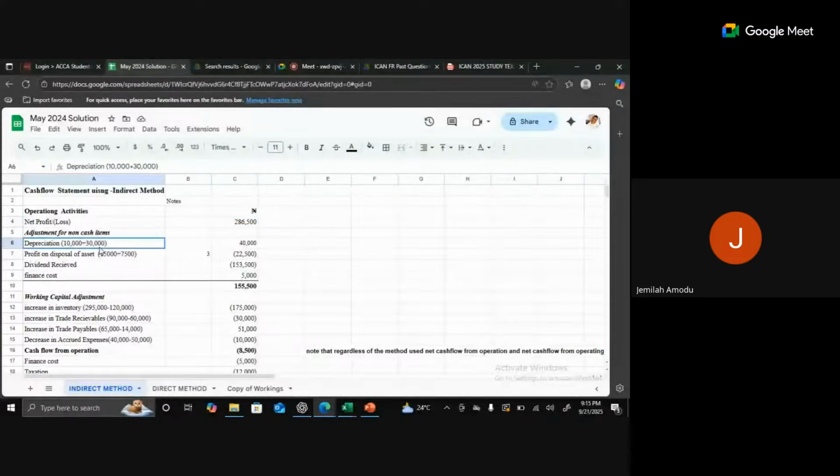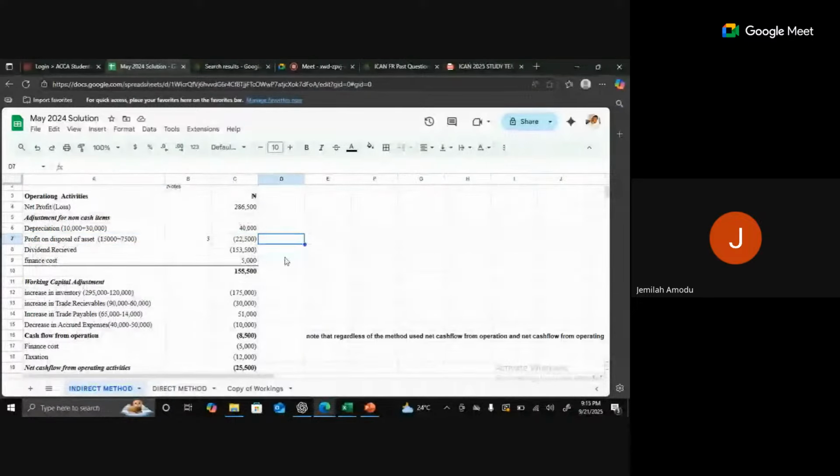For the indirect method, we've explained everything about it, so I don't have to go over it again, right? These are depreciation. As you know, depreciation is a non-cash item, so that is why it's added, and this figure was given to us in our question. The profit on disposal is being reduced from here. Why? Because it was added before, so we have to remove it to get the actual cash movement.